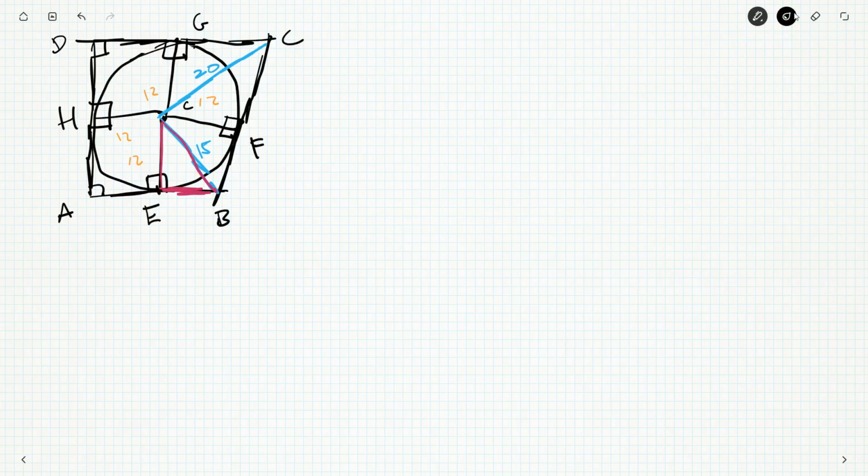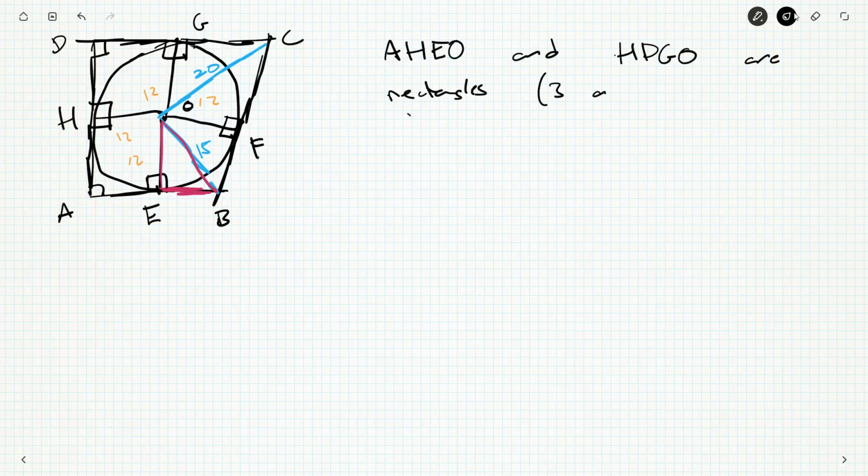So let's make some observations. AHEO and HDGO are rectangles because three angles are 90 degrees, remember we have to write everything up, therefore the other angle is 90 degrees as well. The sum of the angles inside a convex quadrilateral, actually I think in any quadrilateral, is 360 degrees. So 3 90s is 270. That leaves only 90 for the other one. So that's something new. We'll put that in green. We have learned that.